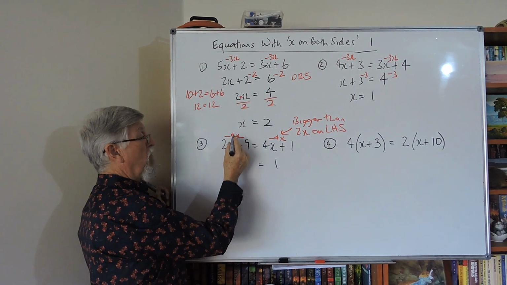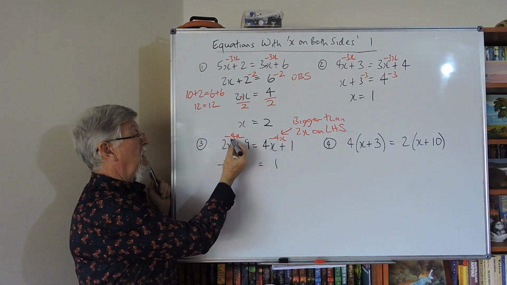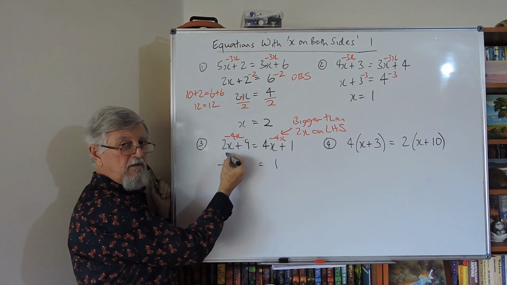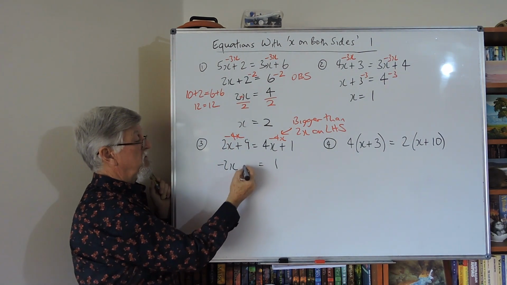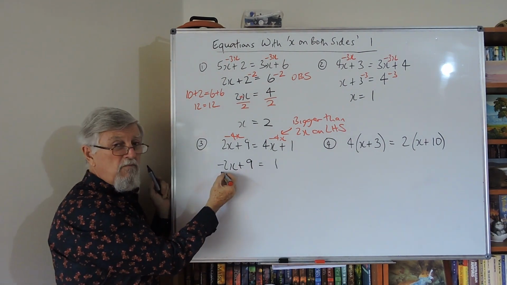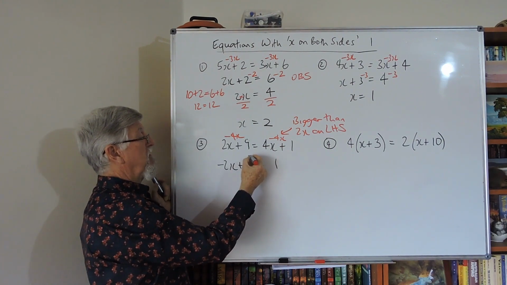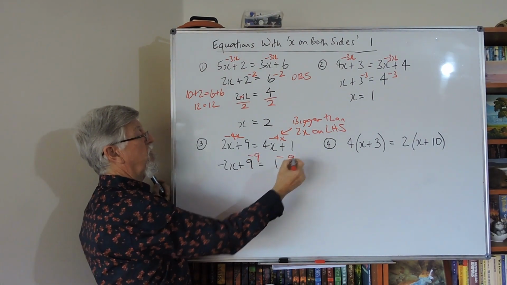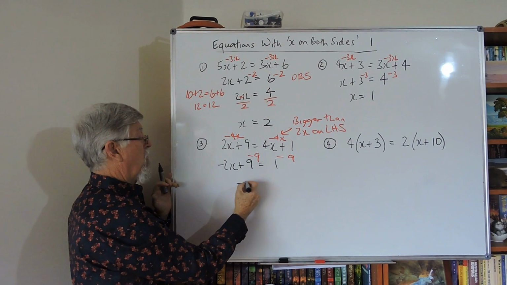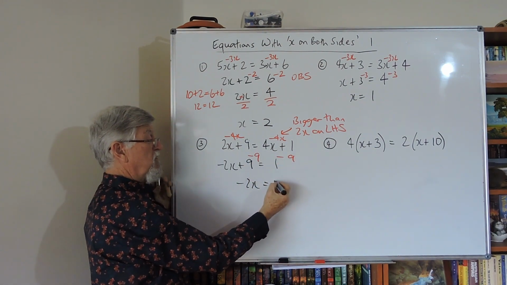So I go to minus 2x. Now be careful, the 2x minus 4x. We're taking away more than what we had, so we end up with a minus. So there's plus 9. Now, would it have mattered if I had the minus? Well, yes and no. How do I get rid of a plus 9? If I take 9 from this side, I take 9 from that side. And I've got minus 2x. 9 take 9 is gone. 1 take 9 is minus 8.